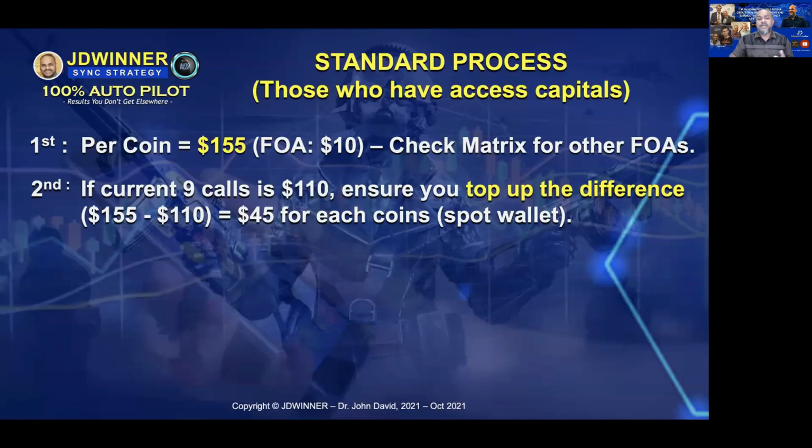The second thing is that if your current 9 calls is 110, ensure you top up the difference. So how to top up? You know that the 13 margin call requirement per coin, or what we call allocation, is 155. If your current 9 calls is 110, you need to top up the difference, which is $45. That simply means you need to have an extra $45 in your Binance spot wallet. So if you have 10 coins, you times 10, that will be $450 that you need to allocate in your Binance spot wallet.